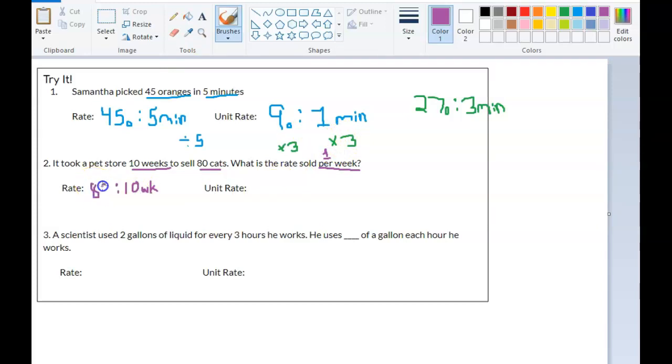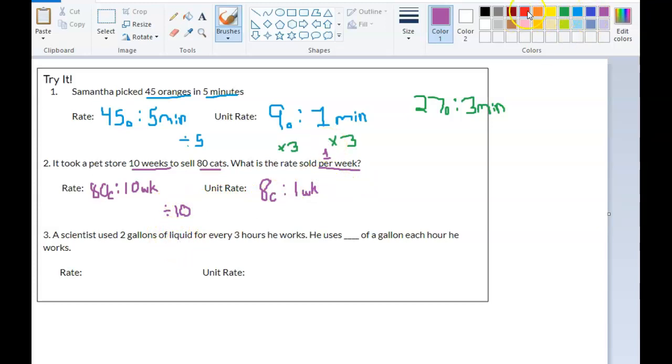And 80 cats. Okay, what can I divide both those by? Well, I have to divide by the second number, so I'm going to divide them both by 10. Okay, that's going to get me 8 cats for each week. 8 cats to 1 week.